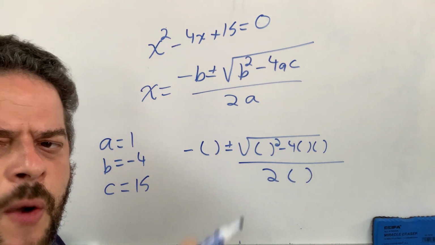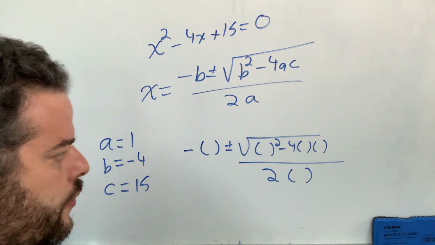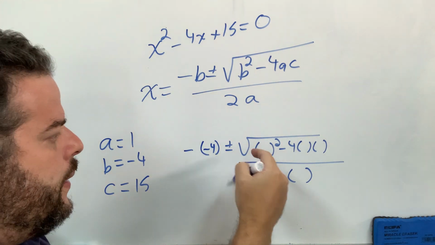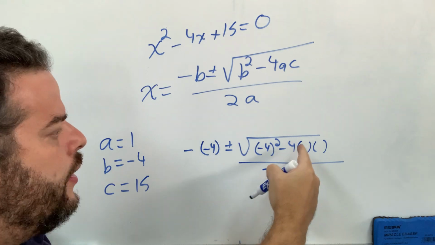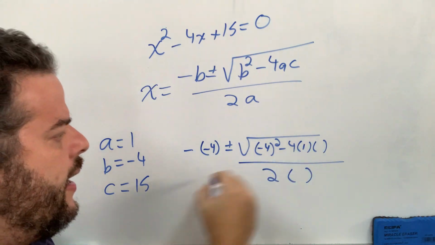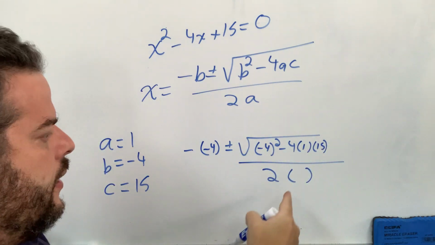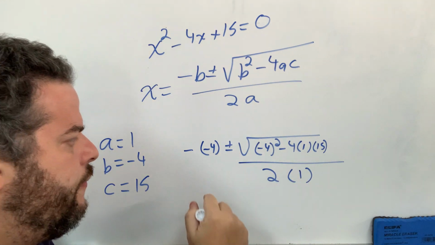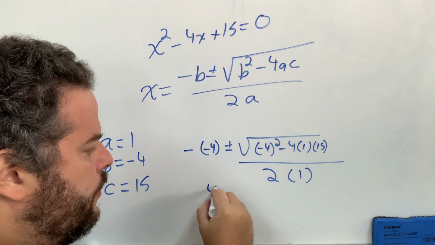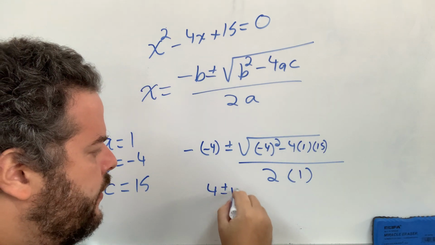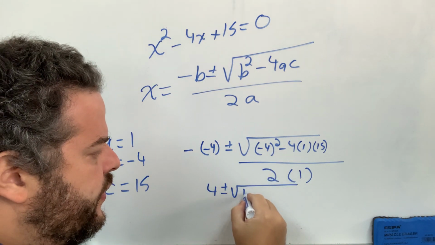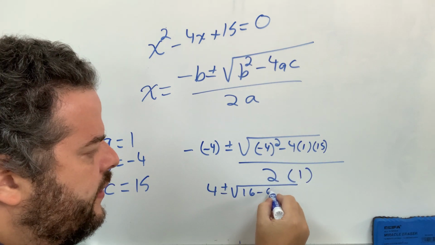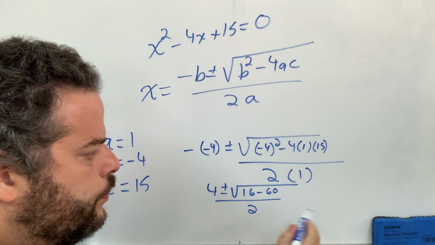Put your parentheses. Now we populate the parentheses with their values. B goes here, -4. B goes here again, -4. A goes here, and C goes here. A goes here. Now I'm going to multiply everything. -4 times negative becomes +4 plus minus square root of 16. And I multiply all this, minus 60 over 2.